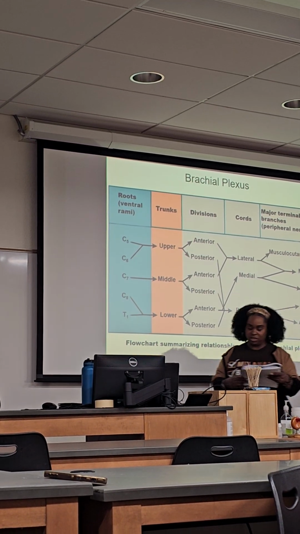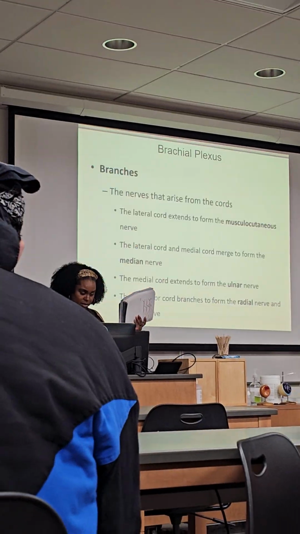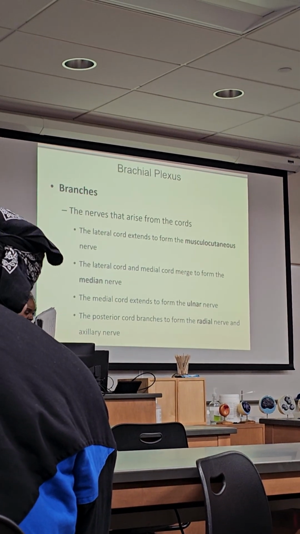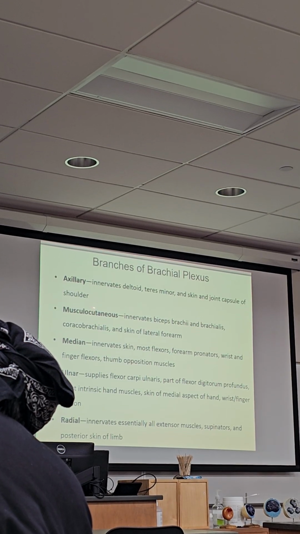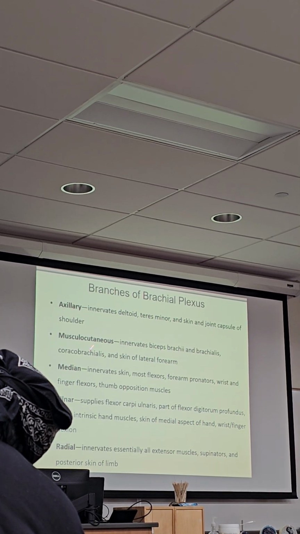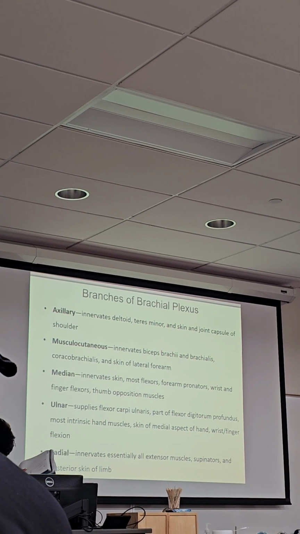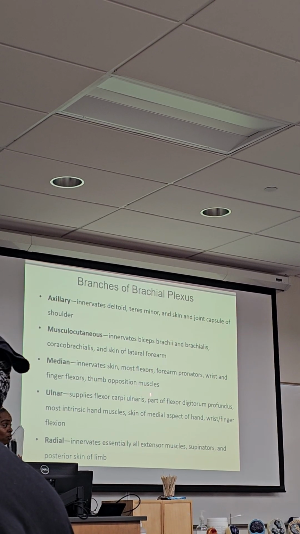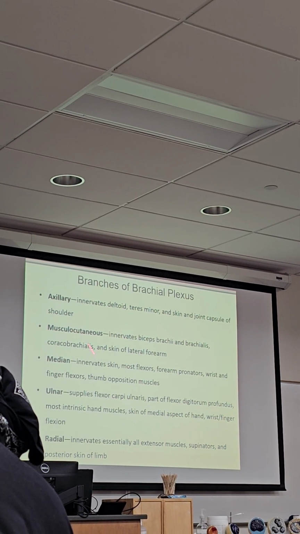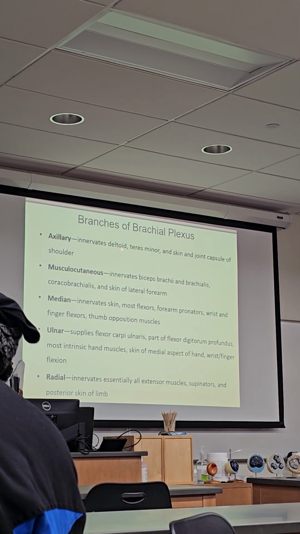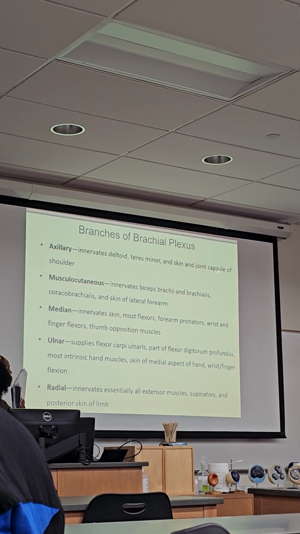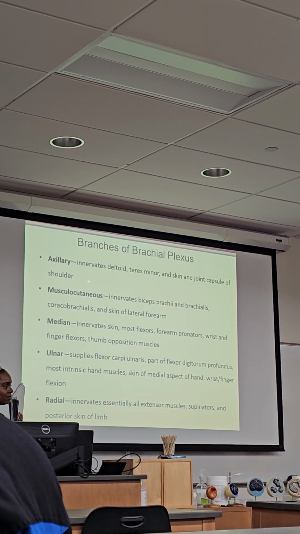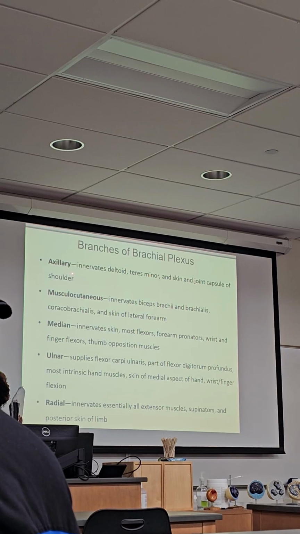And then as you continue with these plexuses, this can help, this is just telling you about the nerves. And here it tells you what these different nerves do. And so this will help with answering the question, what happens if there's something wrong with these nerves? Something wrong with axillary, deltoid doesn't work, teres minor doesn't work. You won't have feeling at the skin and the joint capsules in the shoulder if there's damage to the axillary nerve.